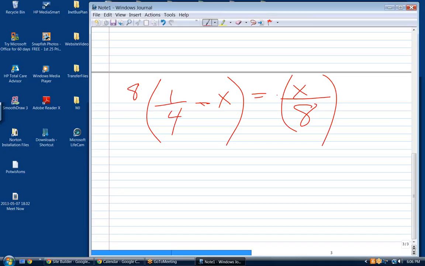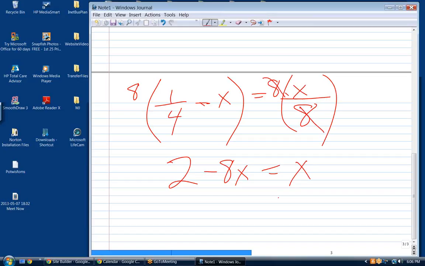About 8. As long as I multiply the left side by 8, I got to multiply the right side by 8. Now let's distribute that. What's 8 times 1/4? 2. 8 times minus x? Negative 8x. And 8 times x over 8. 8x over 8. And the 8's cancel.